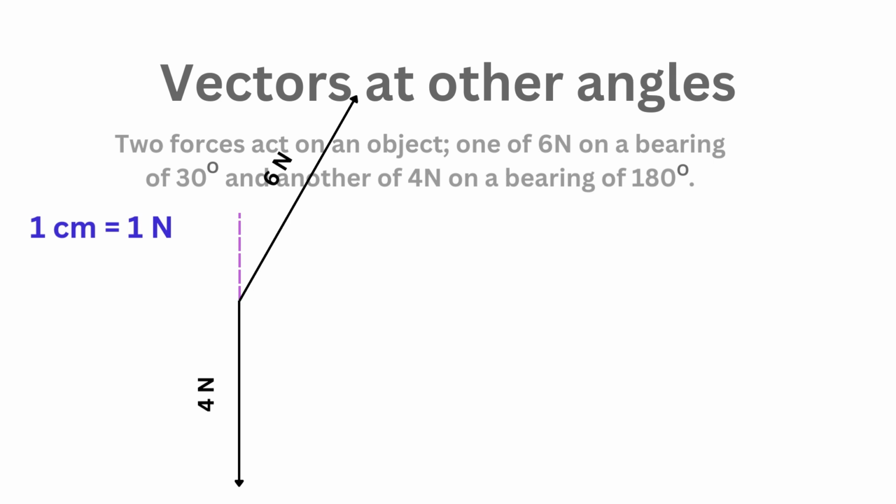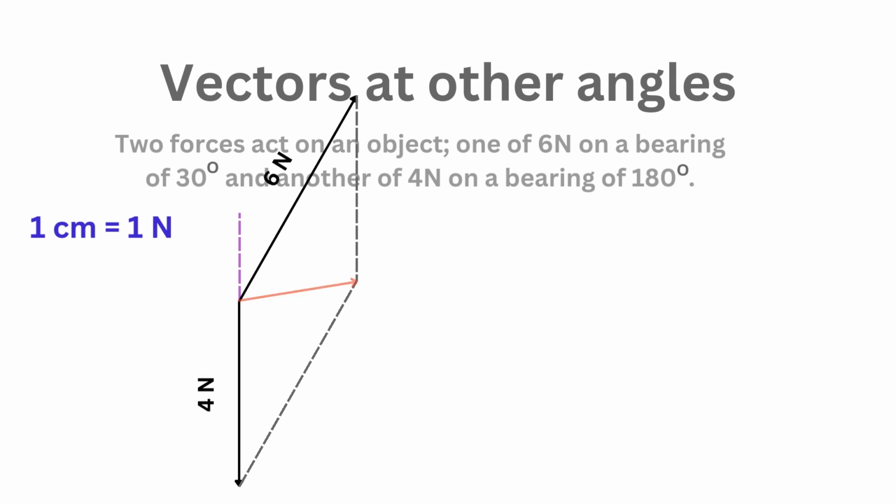To find the resultant, we will use the parallelogram method. We'll draw lines parallel to both vectors. From the head of the 4 Newton vector, draw a line that's parallel to the 6 Newton vector, and from the head of the 6 Newton vector, draw a line parallel to the 4 Newton vector. This forms a parallelogram. The diagonal of the parallelogram represents our resultant vector.